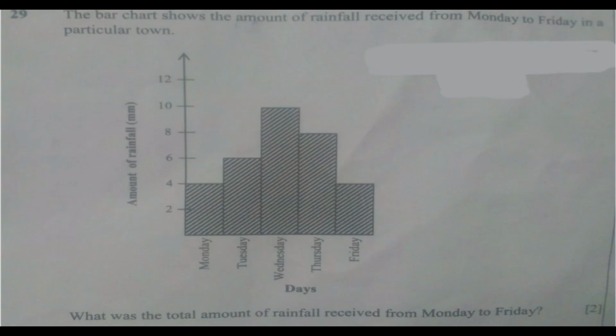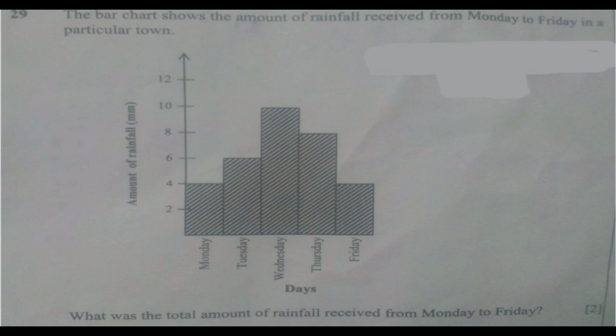Question 29 is, the bar chart shows the amount of rainfall received from Monday to Friday in a particular town. So this is the bar chart, which is showing the amount of rainfall received from Monday to Friday. So the question is, what was the total amount of rainfall received from Monday to Friday?